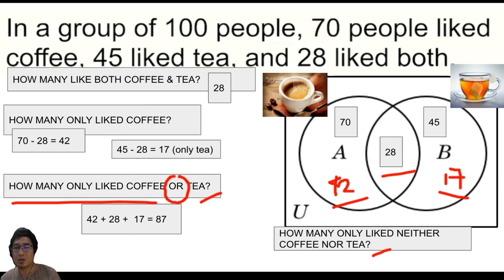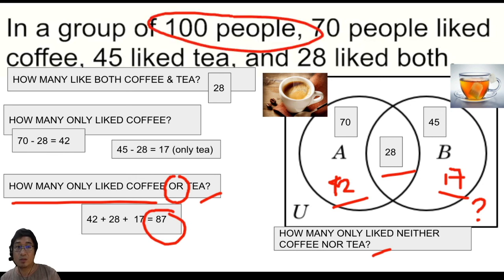So, we already have 100 people. Ang tanong, ilan daw yung may ayaw sa kape at saka sa tsaa? So, ibig sabihin, ilan yung tao dito sa labas? Now, to do that, meron tayong 87. I-subtract lang natin yun dun sa total number of people that we've surveyed, which is 100. 100 minus 87 is going to be our answer, which is 13. And that's the total number of people who don't like coffee and tea. That's 13. So, i-add lang natin yan.